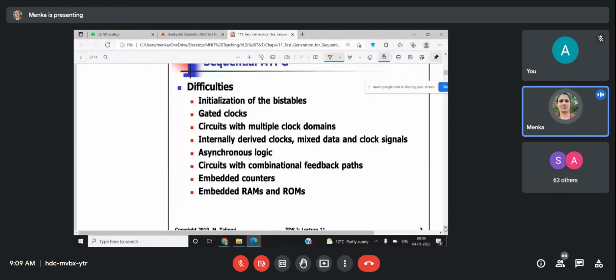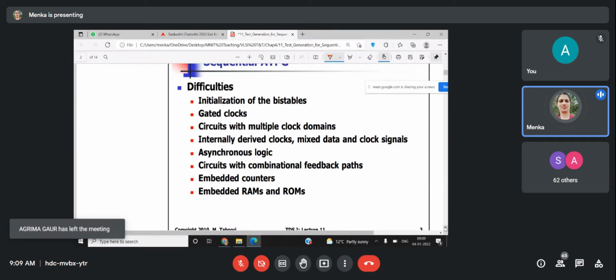So what are the difficulties? First of all, the main difficulty is initialization of bistable flip-flops, because you don't know what their value was. So your first job is initialization of the values of the flip-flops so that there can be a fixed value at the input side of your iterative network.